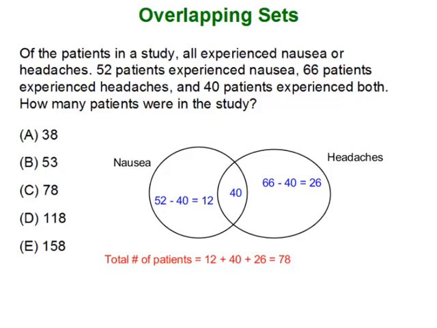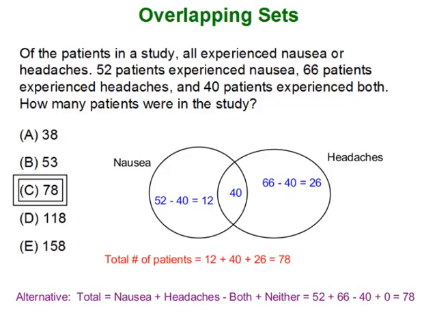And we're told that nobody has neither symptom. So everybody inside either of these circles accounts for the entire study, the entirety of that group. All of them experience nausea or headache, and so our total number of patients is 12 plus 40 plus 26. 78 is our answer.